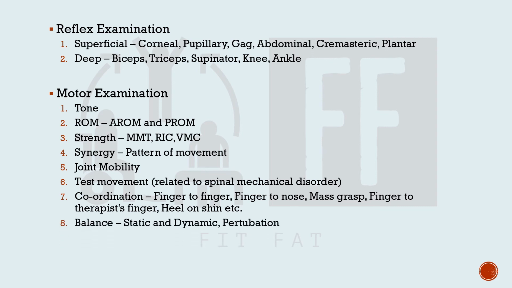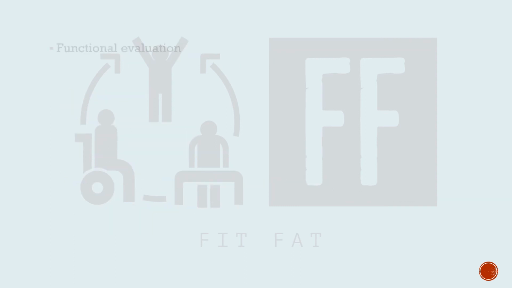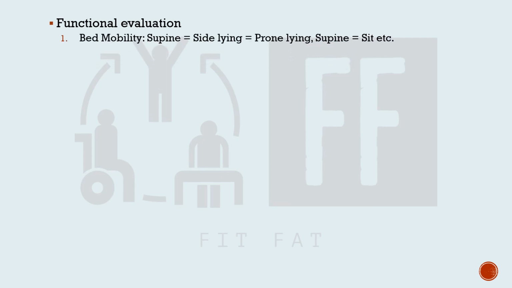Then you have to check the balance. Under this, there is static balance, when the patient is static, and how they maintain the balance. And there is dynamic balance, when the patient is moving and you have to check the balance during that movement. You can do perturbation to check. Okay, now you have to check for functional evaluation. Under this, first you have to check the bed mobility, like supine to side lying and then to prone lying, or supine to sit, etc.